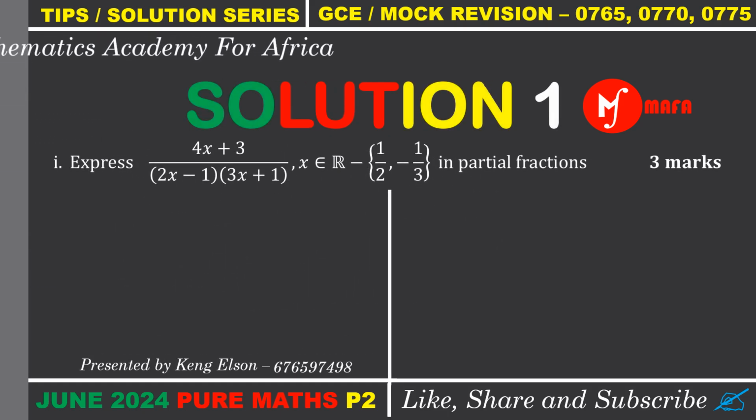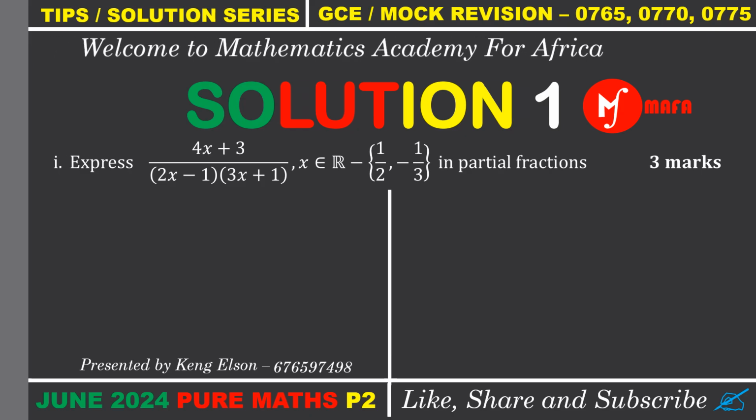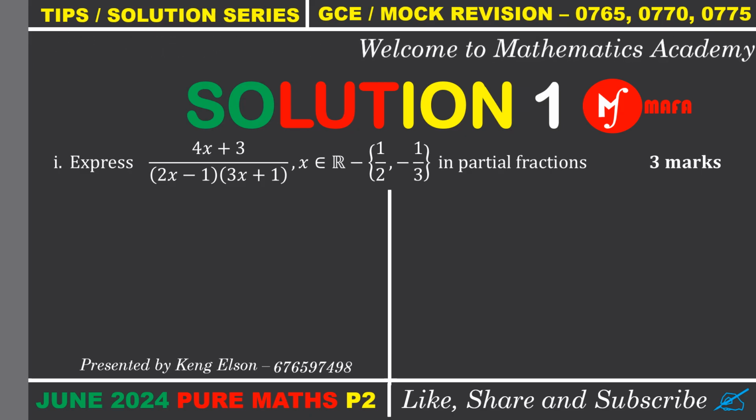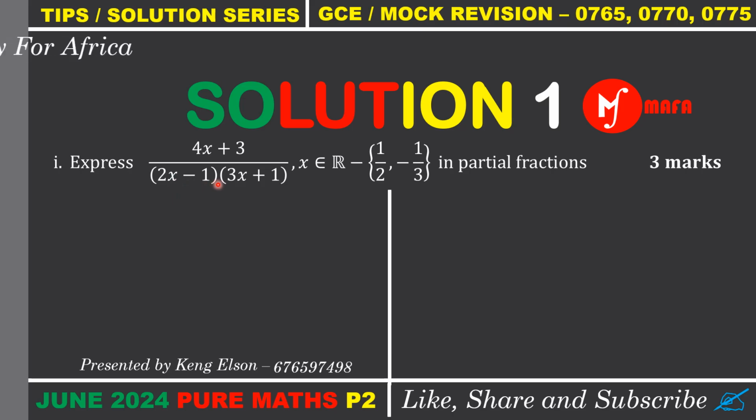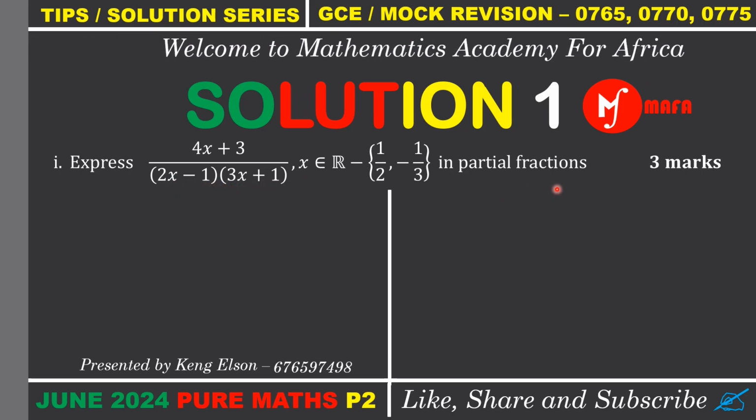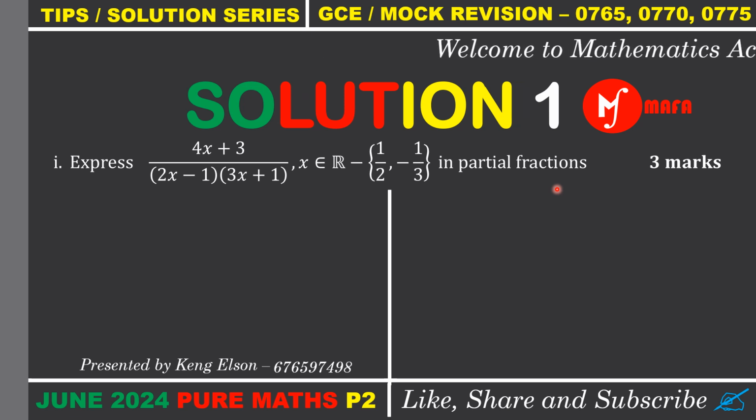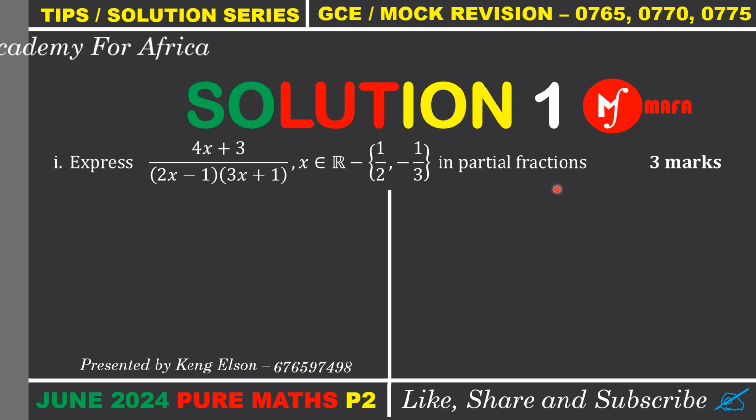Alright, so we are going to begin with the first part of the question, partial fractions resolution. Express (4x + 3) divided by (2x - 1)(3x + 1) in partial fractions. Now, I would like you to note down some things I'm going to say which I'm not going to write on my screen, so you have to be very attentive to what I'm going to say.